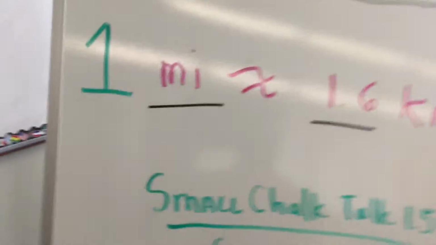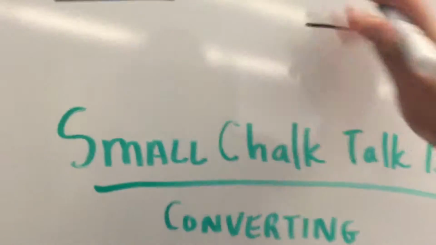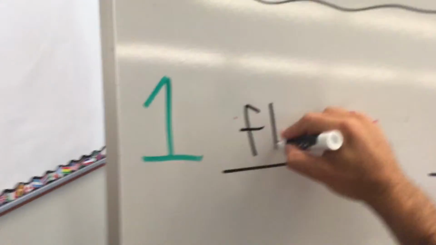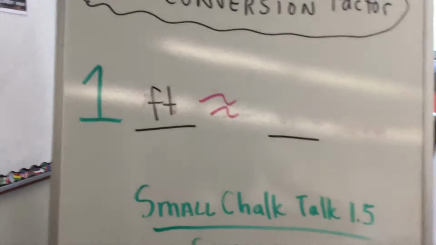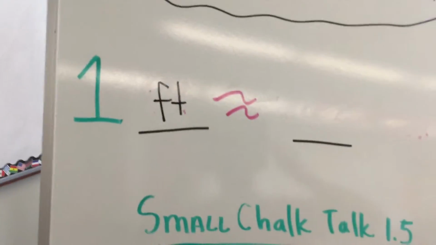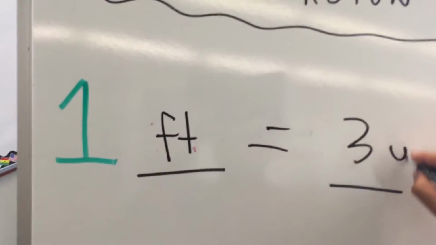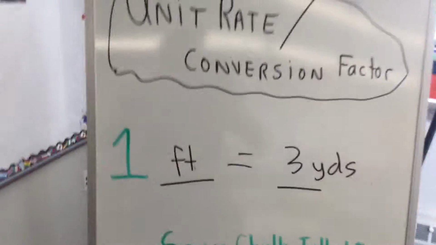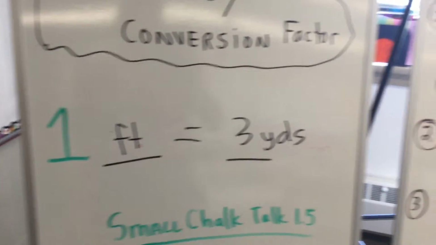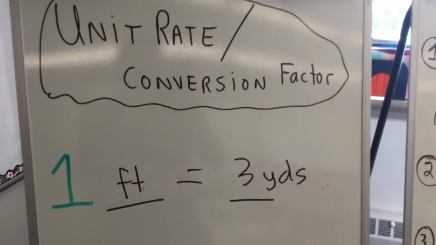Okay, another example of a unit rate could be 1 foot. Okay, U.S. customary measurement. This is conversion within a system. The other one is a conversion between. 1 foot is equal to, or the exact same as, 3 yards. Again, the idea here is that one of something, one unit of something, equals out to an amount of something else. That's what a unit rate or conversion factor is.